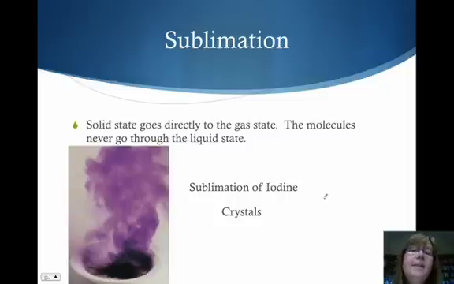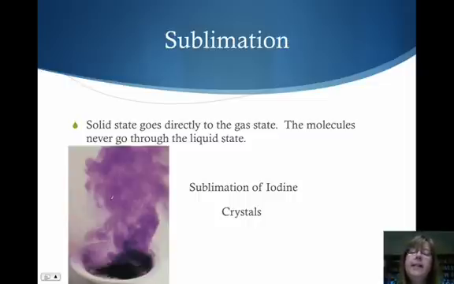Now, you can sometimes skip the entire liquid state altogether, and so when a solid goes directly into the gas state and the molecules never go through the liquid state, it's called sublimation. And this is a pretty picture. Iodine crystals sublimate just slightly above room temperature, and this would be solid iodine down here, and there's no liquid iodine in this dish. It's just all going directly into this purple gas up here.